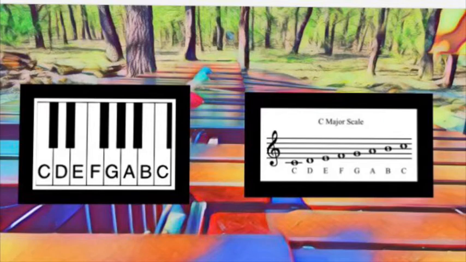Then between G and A, you have another whole step. Between A and B, you have a whole step. And then finally, between B and C, you have a half step, again because there is no black key in between. If you look over here, you see it notated out on a staff. And as you can see, it's following this key signature. Since there are no sharps or flats, you aren't going to be messing with it any.